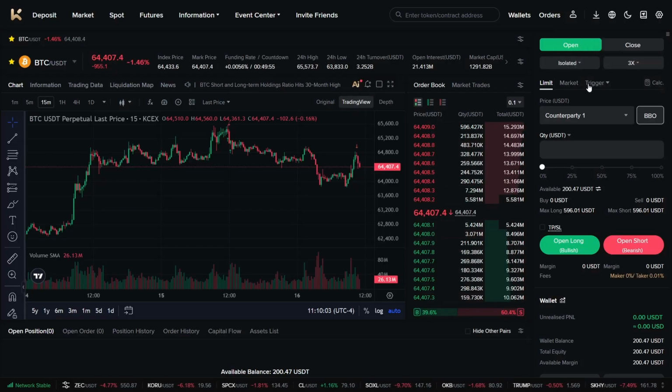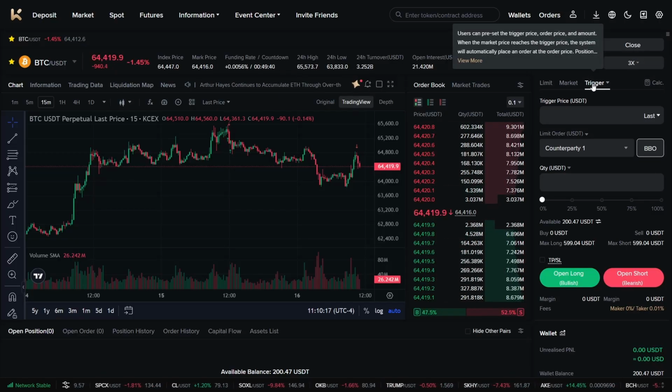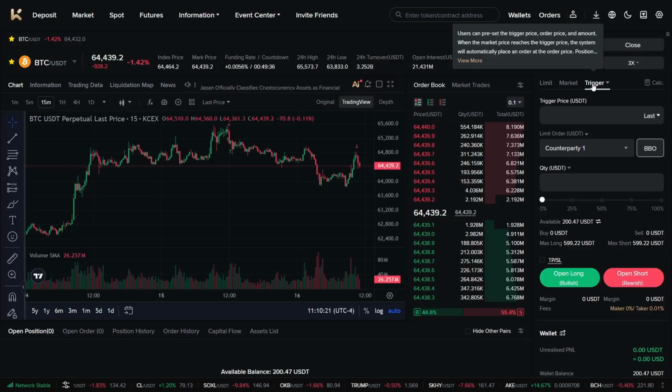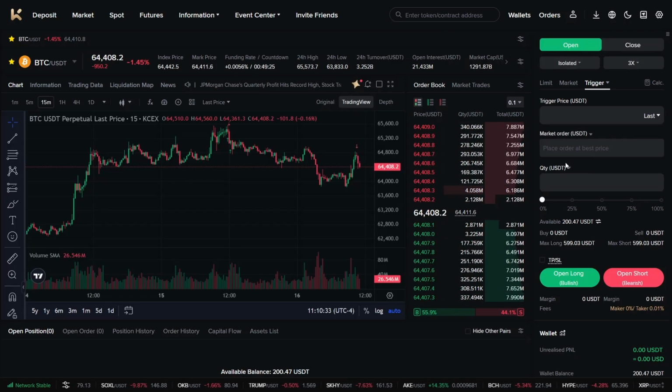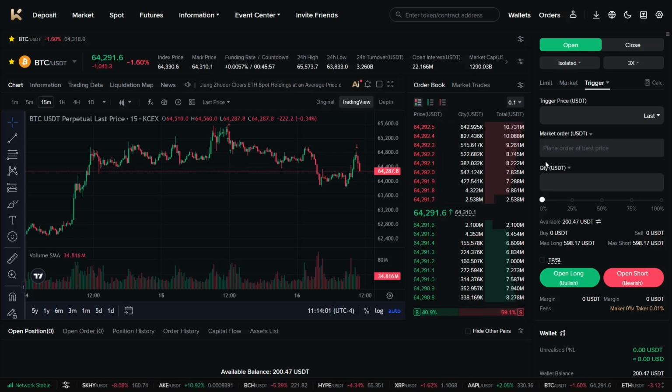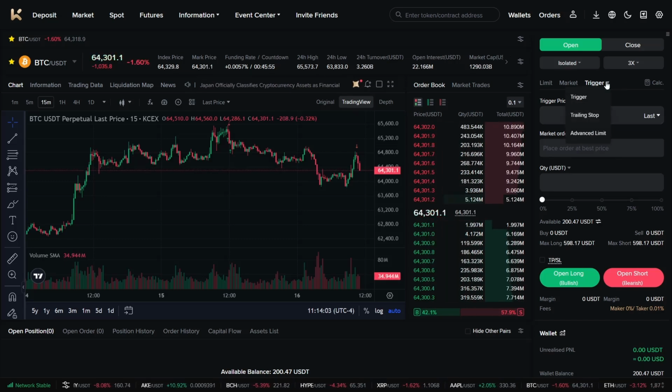Next, beside limit, we have a trigger order. A trigger order waits for the market to reach a chosen price before KCEX submits the order. So we can see we have a trigger price, and then we have the option for limit or market order. Traders like to use a trigger order to enter a trade after a price breakout or when price reaches a planned zone. Under trigger order, there's also a few other orders.